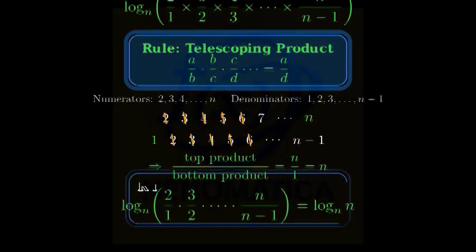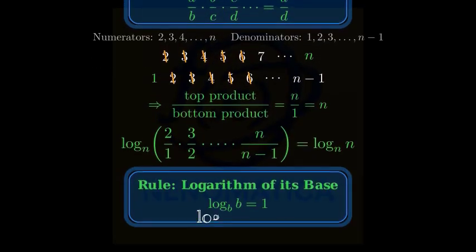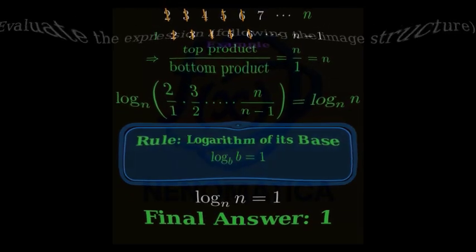Step 3. Use the identity. The logarithm of the base equals 1. Therefore, log base n of n equals 1, which completes our proof.